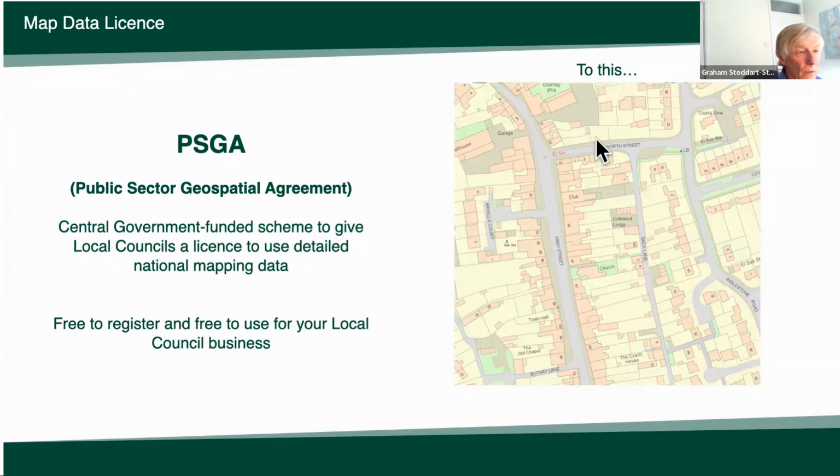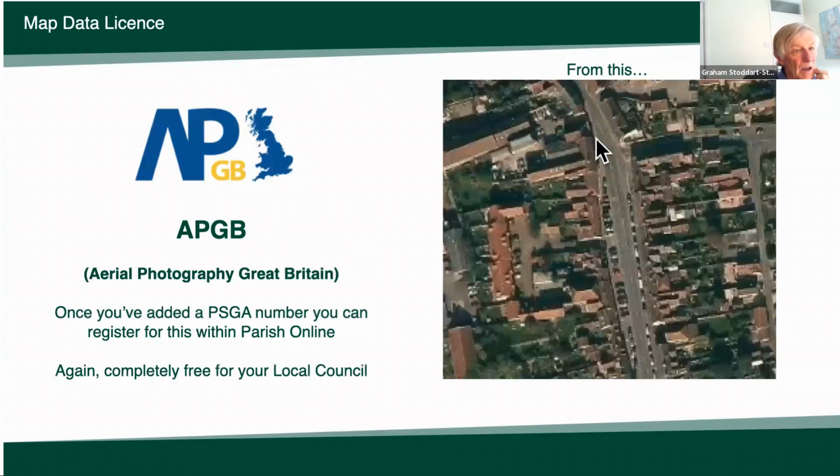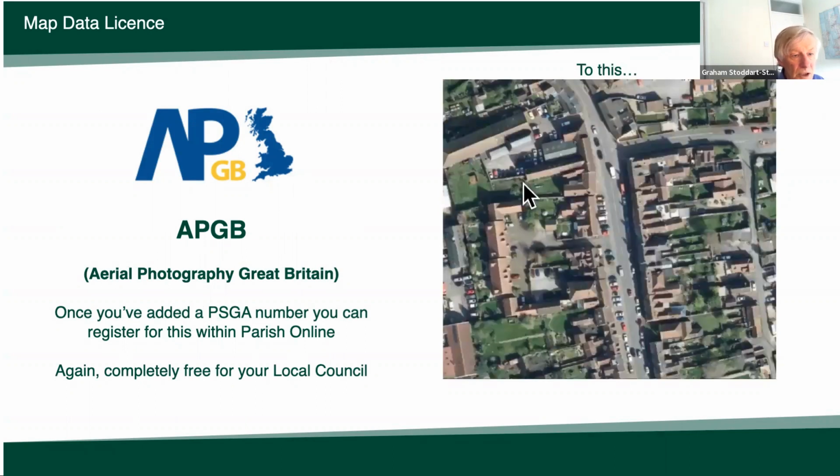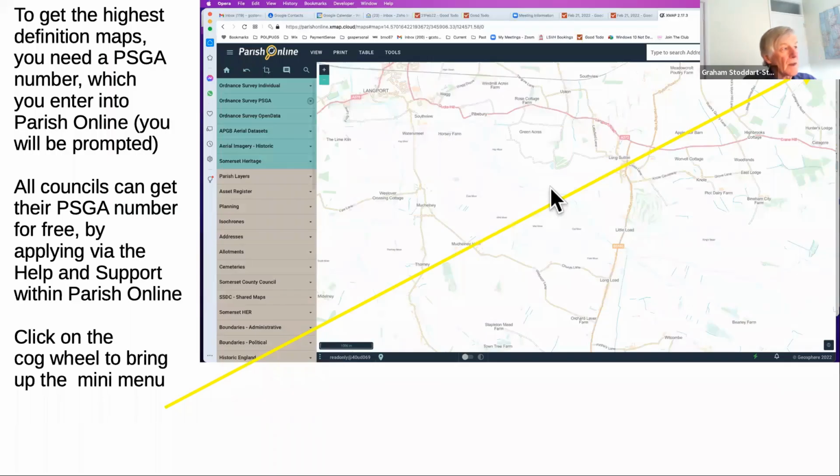The same way for the aerial photography, getting hold of your PSGA number automatically will let you register for the APGP. In the same token, looking on this right-hand side, you can go from this sort of detail to that. So much sharper, much clearer, and we'll show you later why things like shadows are really, really useful to have. So getting the PSGA number, when you enter it in, you then get able to have the highest definition maps that the Ordnance Survey produces.